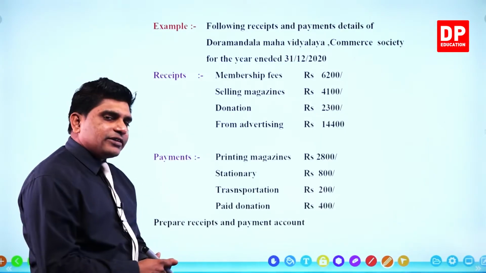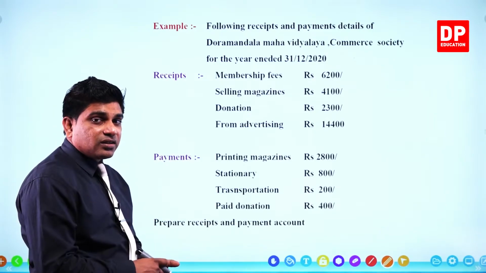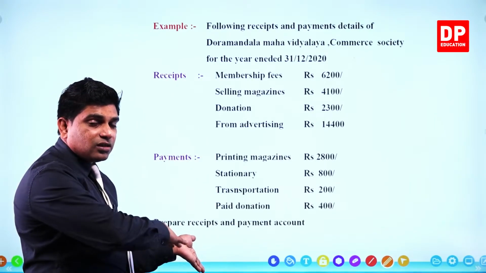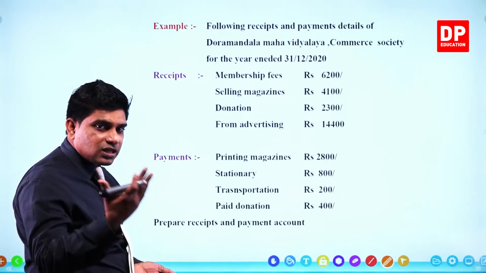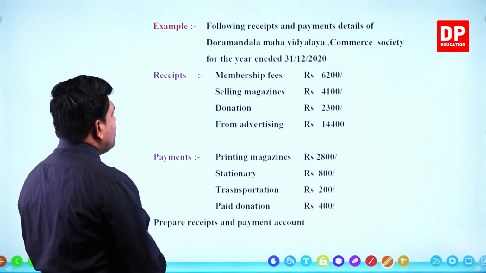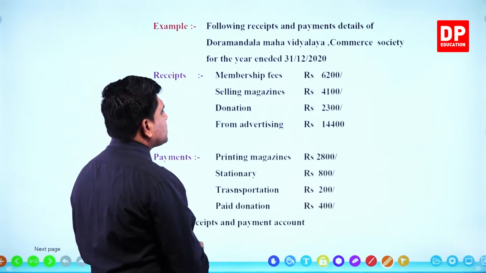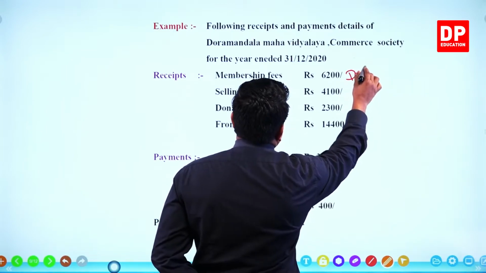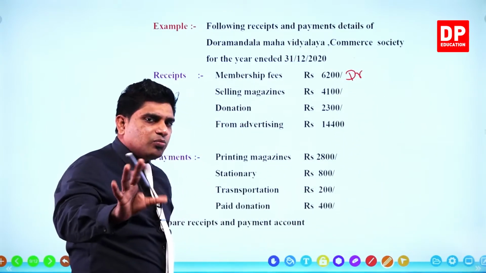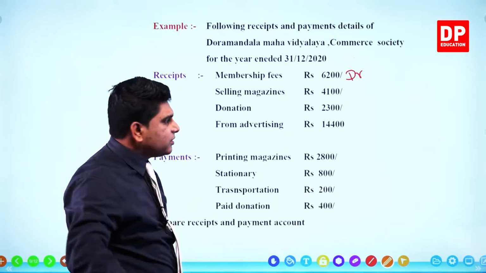Receipts are given separately. Payments are given separately. Then all the receipts you put into the debit side. All the payments you put into the credit side. Then you balance off. It is the receipts and payment account. Right? Membership fees, 6,200. Where do you write? Debit side or credit side? Remember, I taught you all the received money is debit. All the paid money is credit.